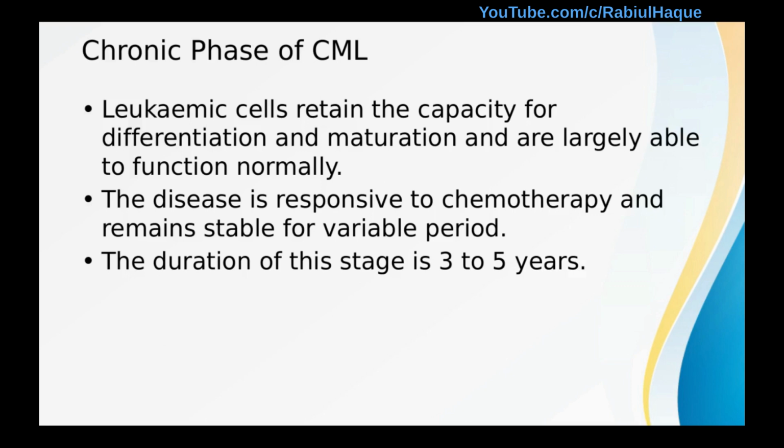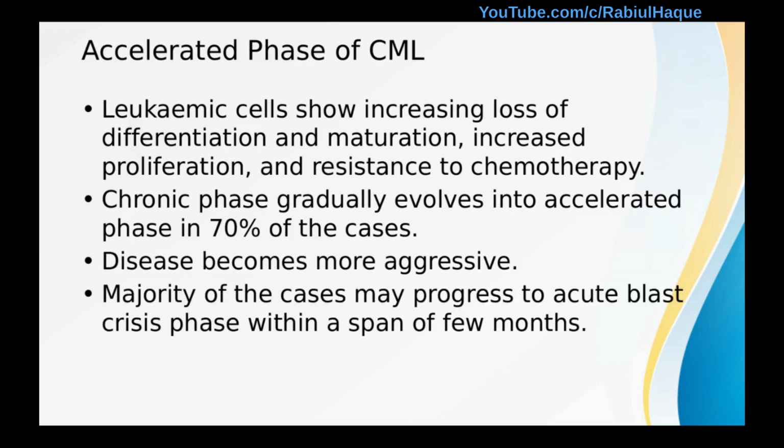The disease is responsive to chemotherapy and remains stable for a variable period. The duration of this stage is about 3 to 5 years. Moving on to the accelerated phase, during this phase, leukemic cells show increasing loss of differentiation and loss of maturation, increased proliferation, and resistance to chemotherapy. Chronic phase gradually evolves into this accelerated phase in 70% of the cases. And during this phase, the disease becomes more aggressive.